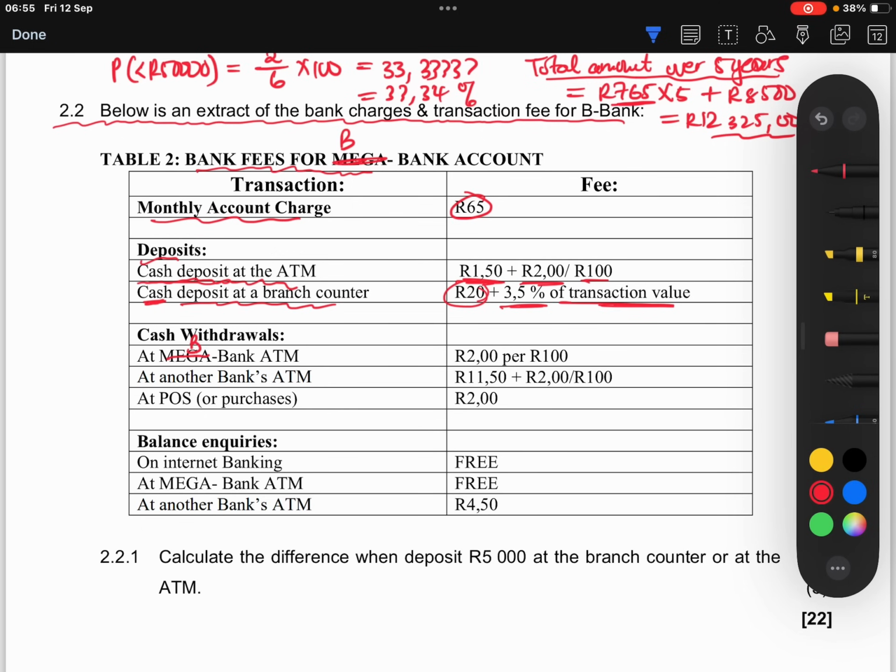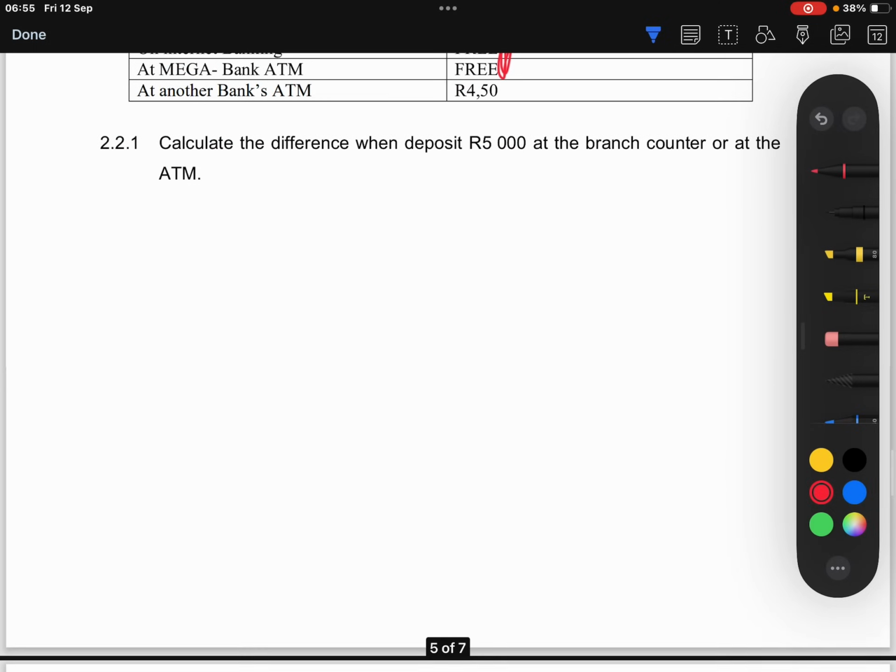And if you withdraw at the B bank, they charge you 2 rand per 100 rand. At other ATMs, it's 11 rand 50 plus, and so forth. The point of purchase is that, and then these are the free things, the bank inquiries. Okay, let's go to the question. It says calculate the difference when depositing 5,000 at a branch counter or at the ATM.